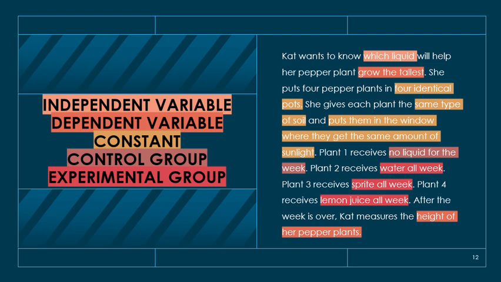Let's say that is how your question is. Then the control group are the people who are not getting the medicine. The constant is that, let's say, they're all in the same room, or they're all the same age, or something like that. And then our control is the no liquid for the week, because that's just regular plants. It gets no liquid for the week, while the experimental receives water all week, so it can get overwatered. Plant 3 receives Sprite all week. That can damage your roots. It's soda. And plant 4 receives lemon juice all week. Let's see if it gets a sugar rush or something. So that is how we are solving this.